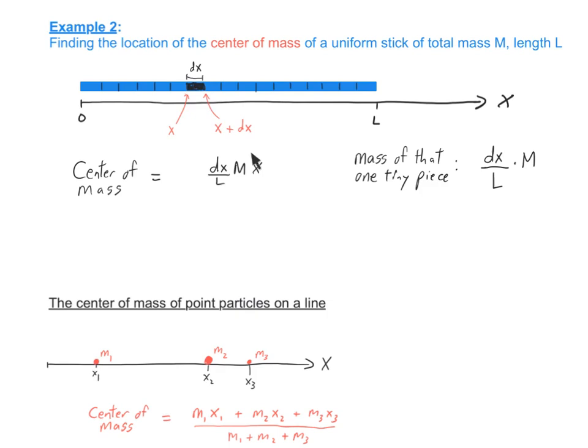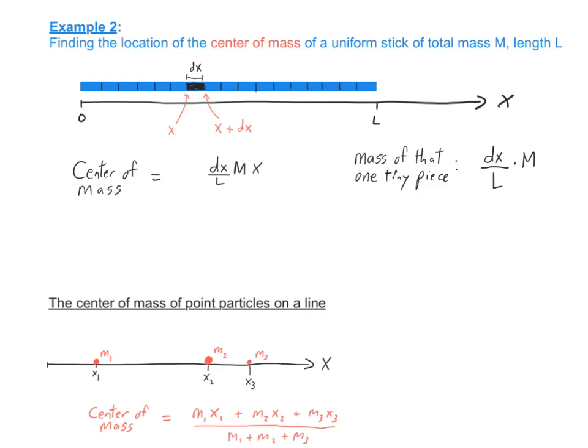So this term here represents one of these terms here. It's the mass of one of the particles times its position. The mass of one of these little pieces times the position of that piece. And now in the numerator here, we want to add up all those quantities, the mass times the position, for all the pieces, not just this one piece, but for the piece over here, starting at x equals 0, and the piece way over here at x equals L.